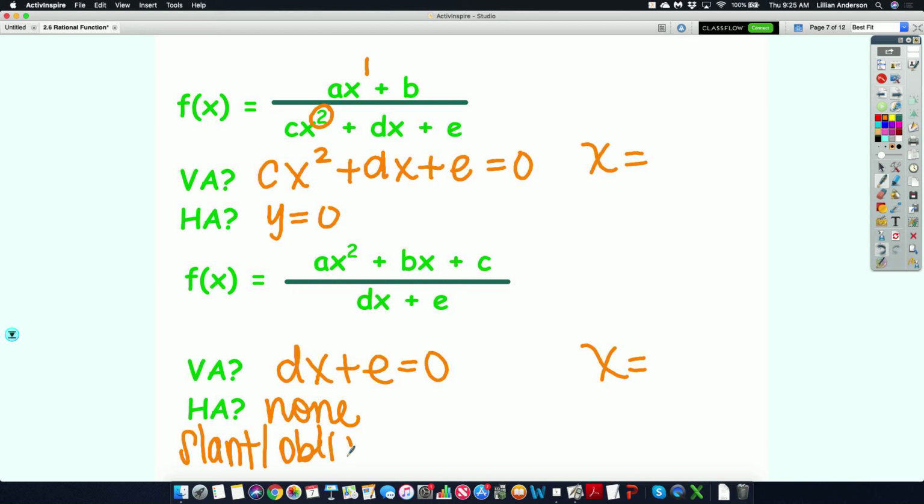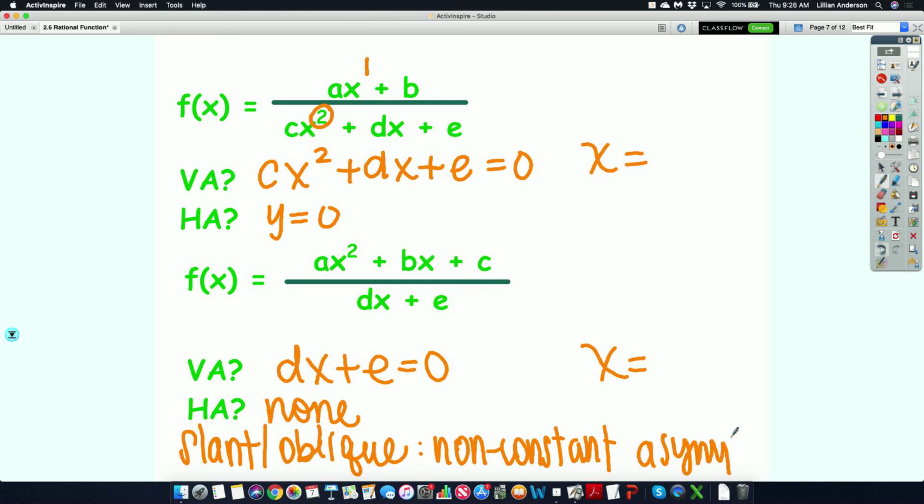And it really kind of just depends on which version of IB textbook you look at. Some use slant, some use oblique. But basically, it's a non-constant asymptote. So it could be a linear function. So you'll end up graphing a line with a slope and a y-intercept. It could be a quadratic, okay?